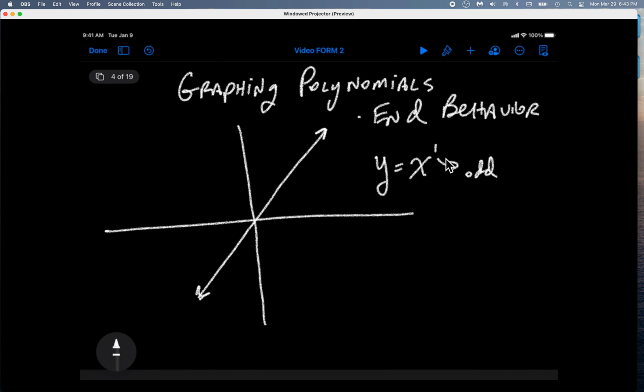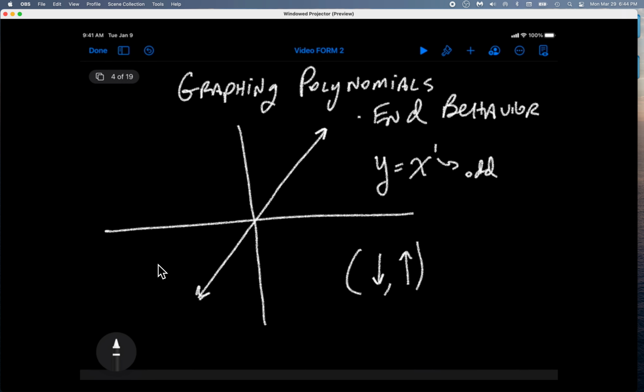Now notice what's happening with y equals x to the first power. As x approaches negative infinity, the y value is decreasing. So we say that on the left, the graph is considered down. On the right, as x approaches positive infinity, y increases. So we say that that is up. So we have a graph with an odd exponent that is down, up. The end behaviors are going to be the opposite.